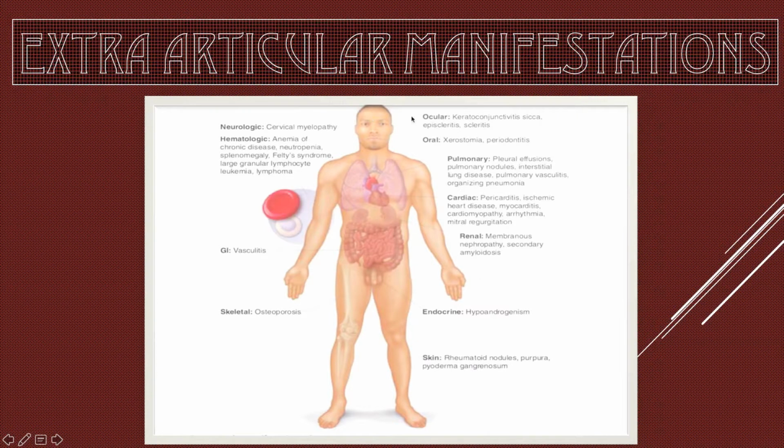Then in the eye, it leads to inflammation of the sclera: episcleritis, scleritis. Oral: xerostomia, dryness, periodontitis, which is inflammation of the gums. Then pulmonary: pleural effusions; cardiac: pericarditis; renal: nephropathies. So it affects almost all the systems chronically.